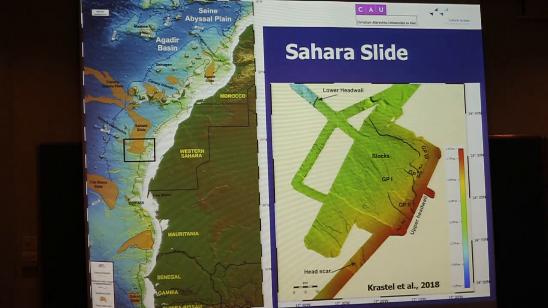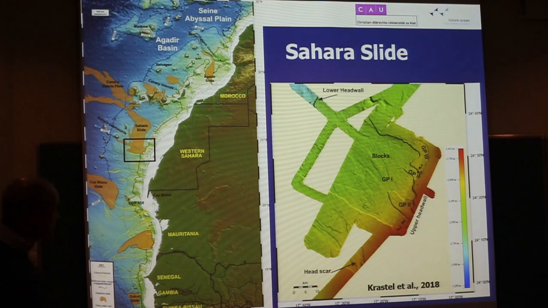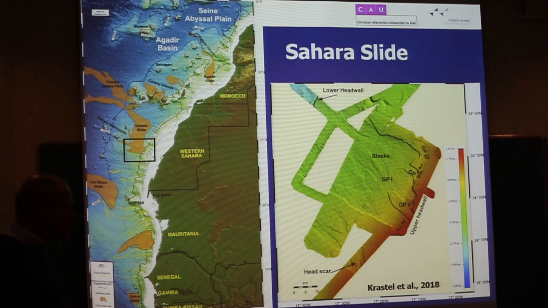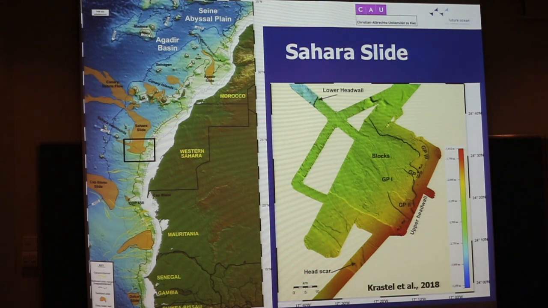That's a bathymetric map of the headwall area of this landslide. We have 2 headwall areas: the upper headwall area here, and the lower headwall area, which is not well mapped yet, we just have one track. The height of the lower headwall area is about 100 meters, and in spring we will have the possibility to go back to the Sahara slide and do some additional mapping in order to get a complete map of the headwall area.